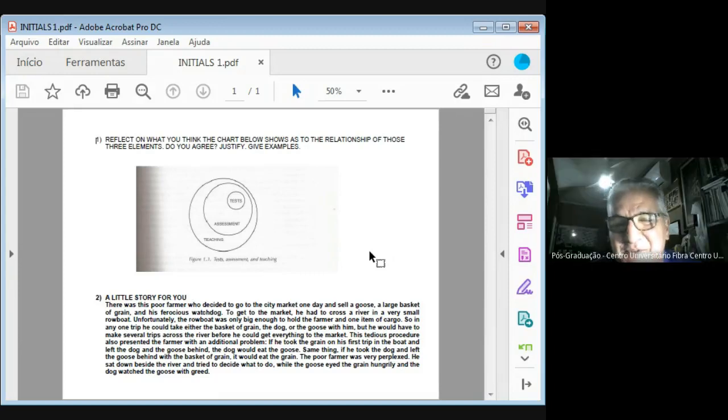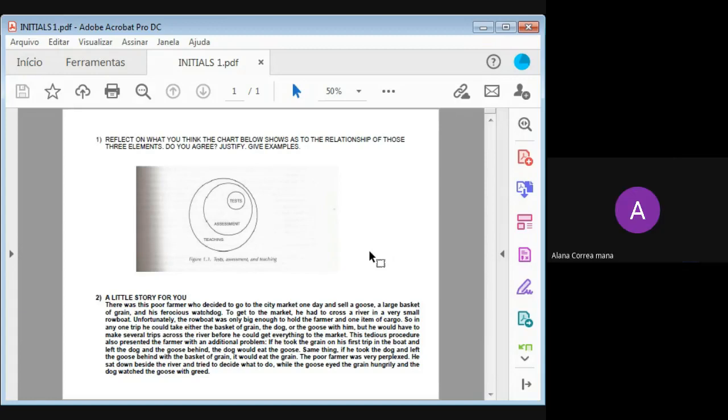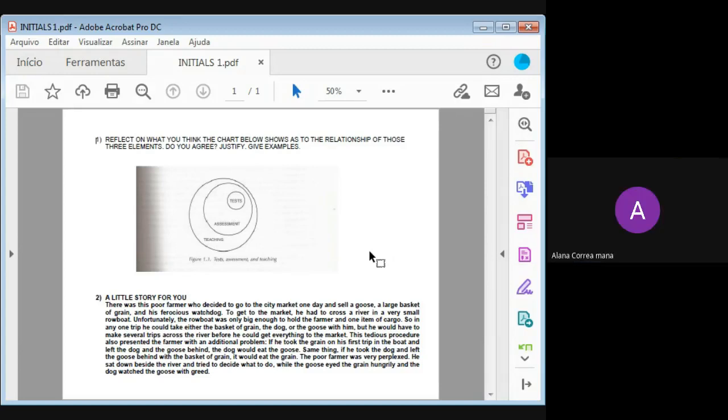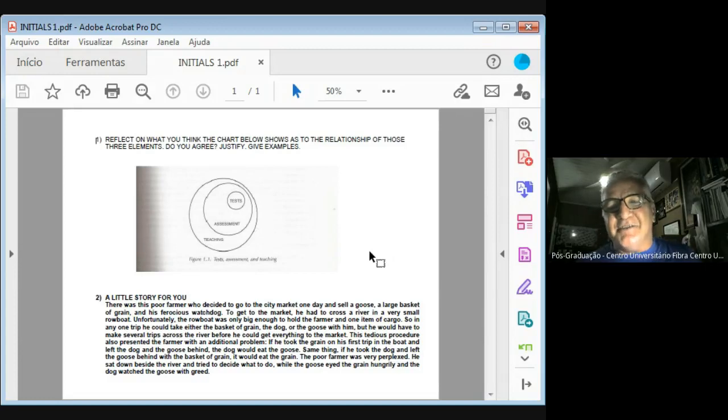You know what? One student of mine, once reading this, told me, "Teacher, I would kill the goose, grill the goose, and eat the goose together with the dog. I would have my lunch, and then I would have only the dog and the grains, and then no problem, I could go to the other side easily." But of course, the story says he needs to sell all three items. Okay?